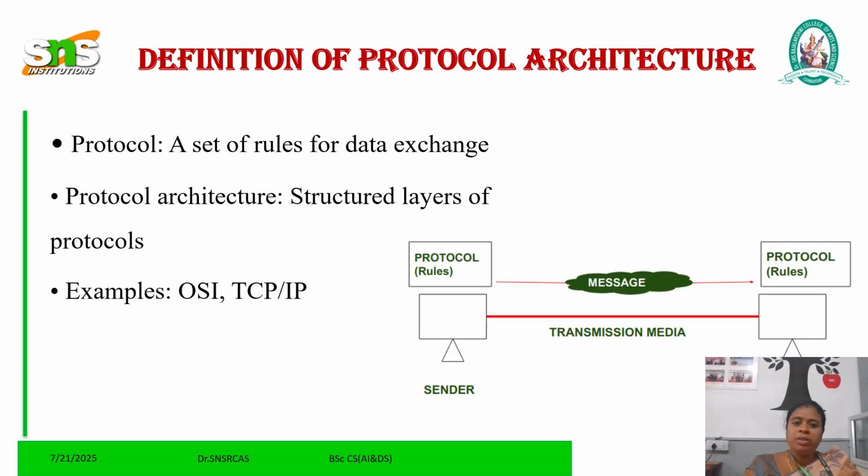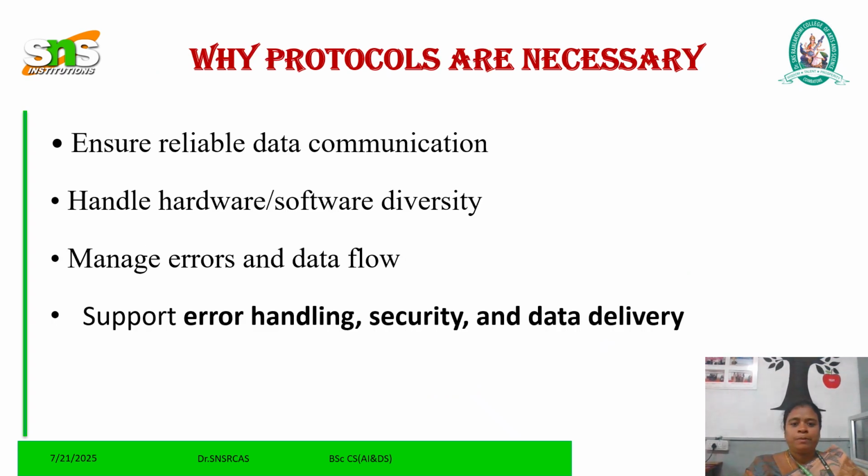It organizes the communication functions into layers, where each layer performs a specific role and interacts with the layer directly above and below it. For example, the OSI model and TCP/IP model are common protocol architectures that divide communication into layers such as the physical layer, data link layer, network layer, transport layer, and application layer. Each layer has a specific task like routing, addressing, error checking or data formatting, making the communication reliable and organized.